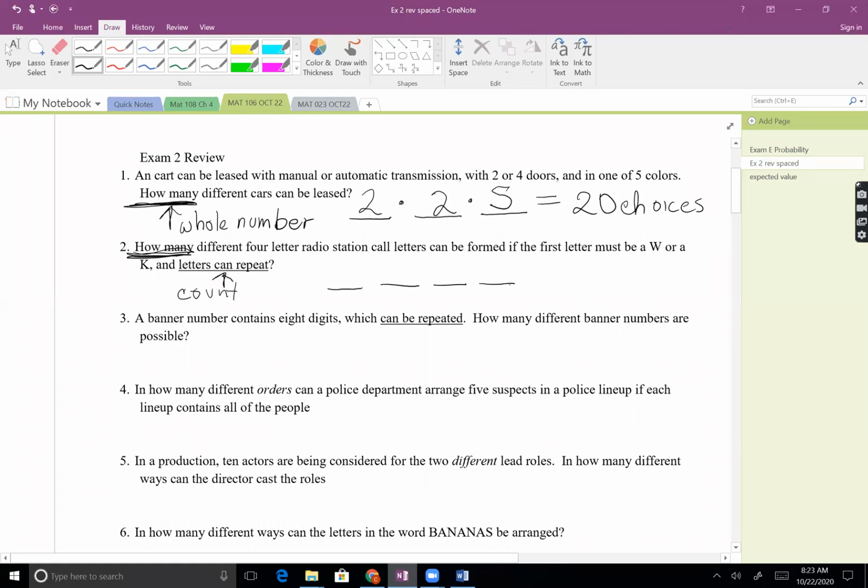The first letter must be a W or a K. So how many choices do I have for that first letter? 2. Then, if the letters can repeat, how many choices do I have for the next letter? Oh, only the first one's a W or a K. The others can be anything. So how many letters are in the alphabet?